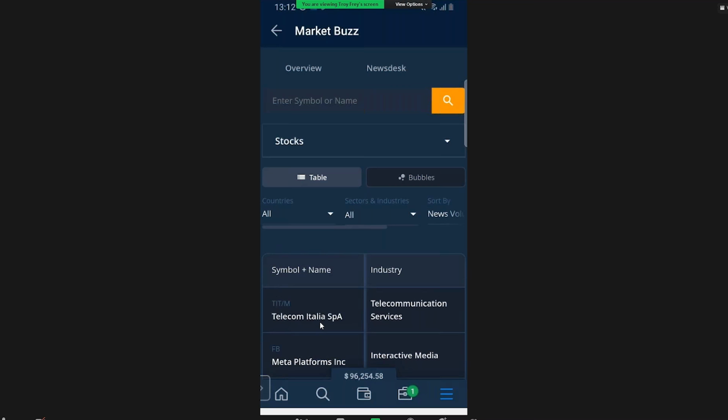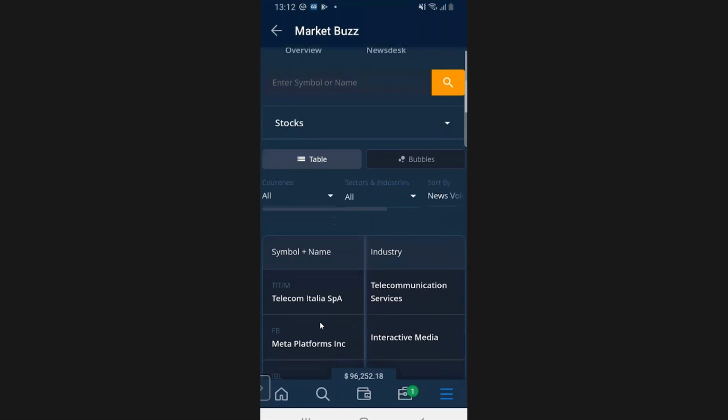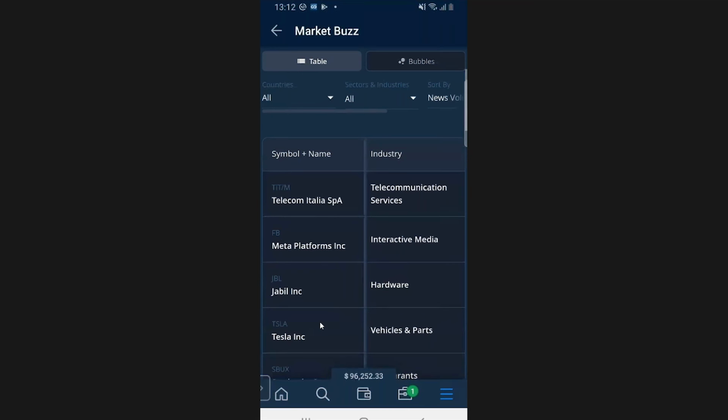Some of these stocks are only on MT5 accounts, so you'd have to, if you haven't already, add an MT5 account from your client area. It's very simple to do. And you can have an MT4 and an MT5. There are more stocks available on the MT5. But if we scroll down here, you see the most trending stocks are listed here.